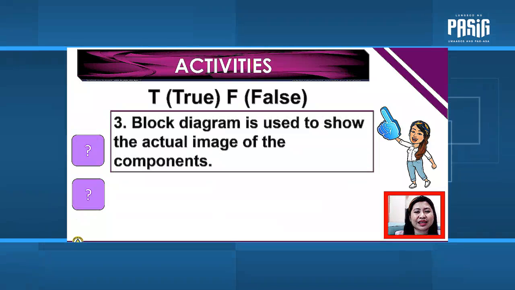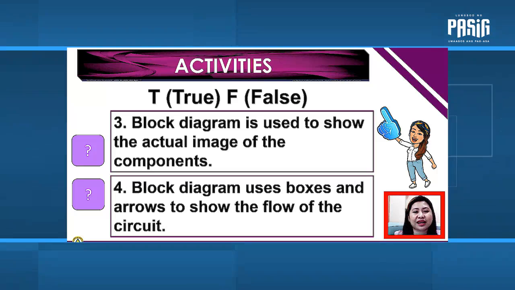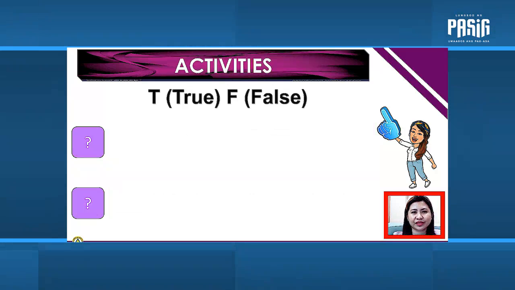Number 3. Block diagram is used to show the actual image of the components. 4. Block diagram uses boxes and arrows to show the flow of the circuit. Answers: 3. False. 4. True.